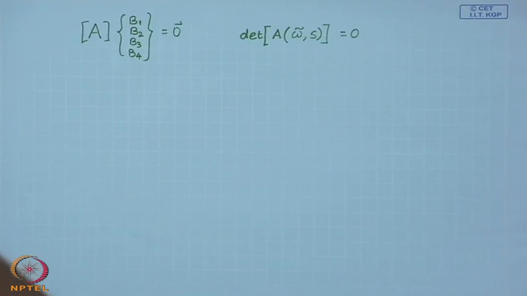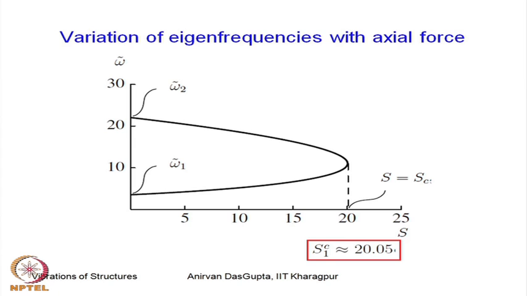So, here this shows the results of such a solution. When the load is 0, the first two non-dimensional circular natural frequencies are these two points, and as the load is increased, you can see that omega 2 decreases while omega 1 increases, and they coalesce at a certain value of load. This is the critical value, because after this they vanish.